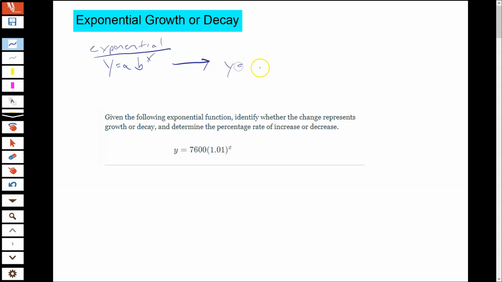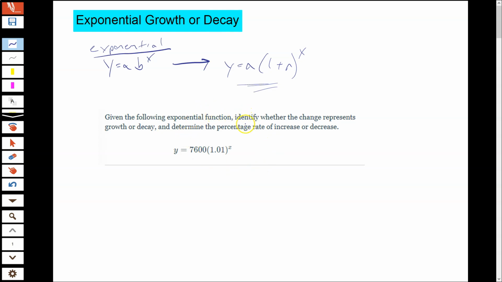So y equals a, instead of b, I'm going to say our shortcut from the last couple lessons here, 1 plus r to the x power. Okay, so we can think of exponential functions involving percents using this sort of standard form. Okay, so let's take a look at some problems and what they look like here.